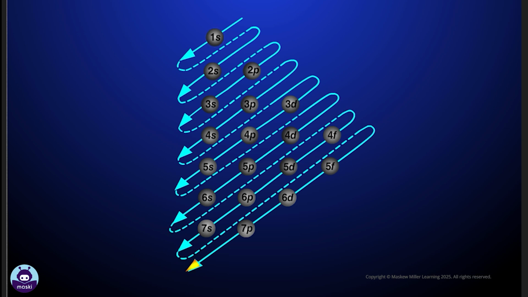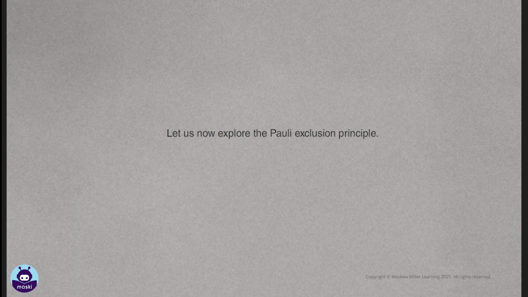Notice that the s orbital always has a slightly lower energy than the p orbitals at the same energy level. So the s orbital always fills with electrons before the corresponding p orbitals. Let us now explore the Pauli exclusion principle.